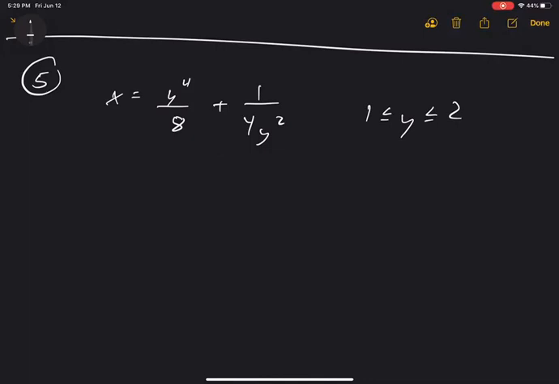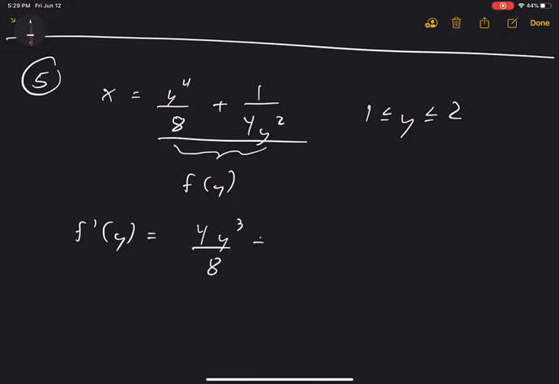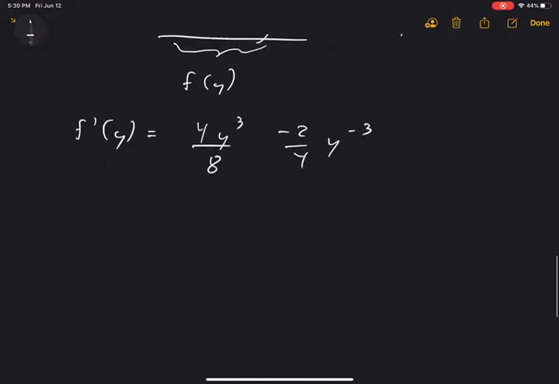Okay, so let's see. Our first step would be finding our f prime, right? If this is our x, we could think of this as f of y. So f prime of y, let's differentiate this with respect to y. So 4y cubed over 8 plus, let's see, this is 1/4 y to the negative 2. So the derivative will be negative 2 over 4 y to the negative 3, right? So this is my derivative.